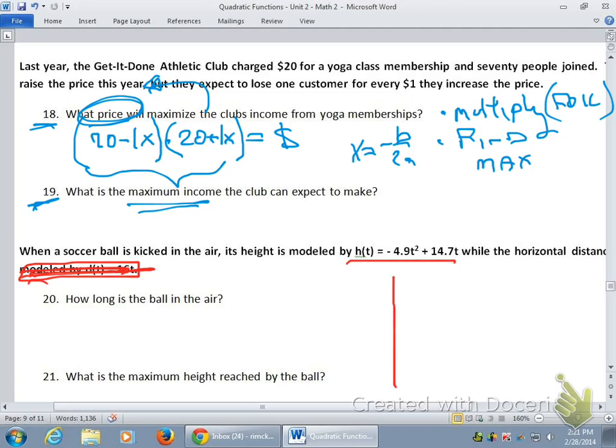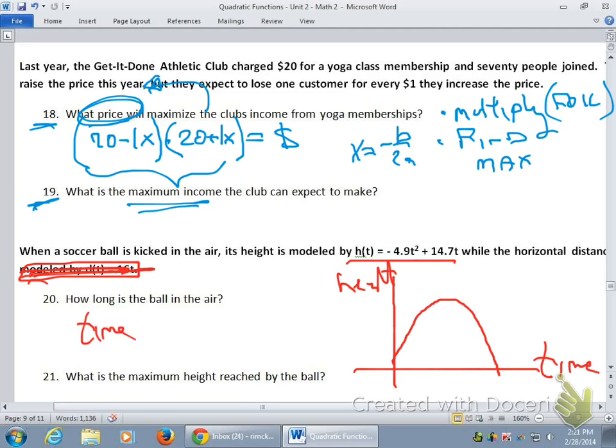It is quadratic, and if I graph it, I end up getting something that looks like this, where this represents time and this represents height. Okay? Now, my solutions are somewhere on this graph. How long is the ball in the air? Well, that's time.